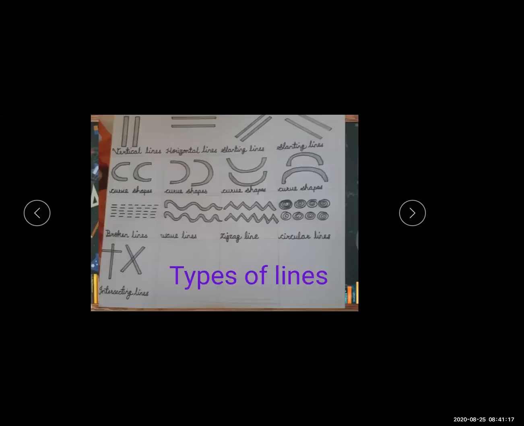See students, these are some basic lines. Okay, this is the vertical line. This is the horizontal line. These both are slanting lines, but they are facing toward opposite direction. This is the curve line. This is also a curve line, but this is called as right curve, and this is called as left curve. This is called as up curve, and this is called as down curve. So these all are curve shapes, but their directions are different.